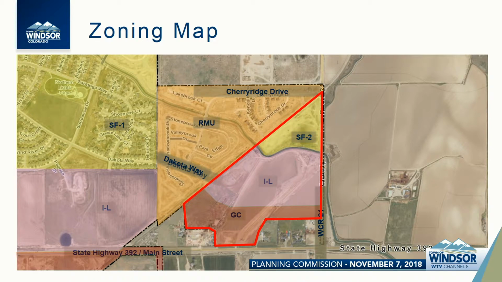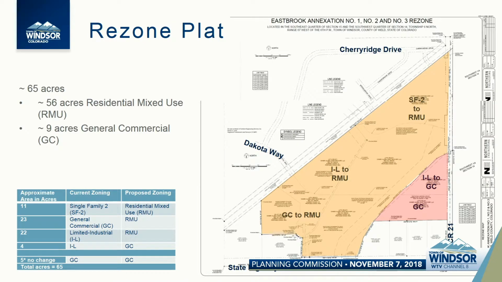It's got 3 zonings on the properties. Single family 2, which is like a duplex zone that's on the north edge, that's shown in the yellow. Limited industrial, which is in the middle in that pink lavender color, and then general commercial along the south portion of the property. The request is to rezone the property to RMU, which is residential mixed use, and then also a slight portion of the general commercial or limited industrial area to a general commercial, which would result in the majority of the property to be residential mixed use, which is approximately 56 acres, and then the general commercial area approximately 9 acres on the east side of the property.